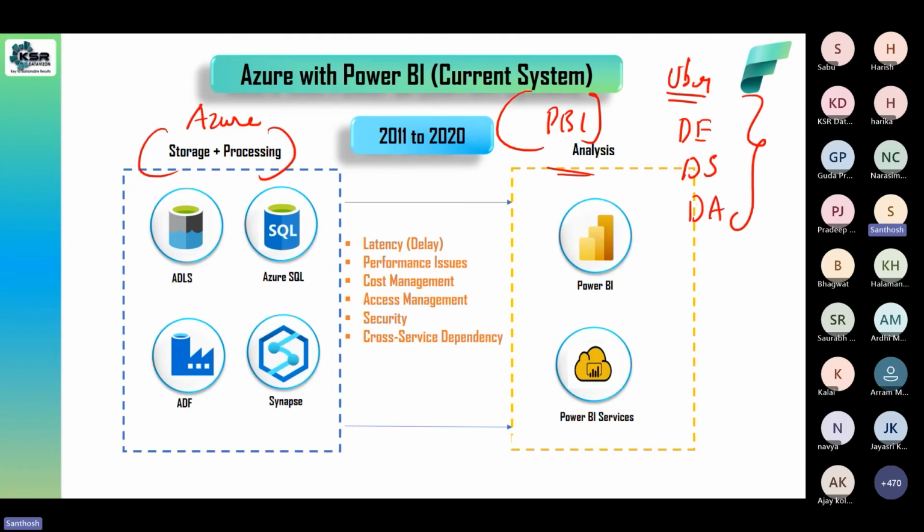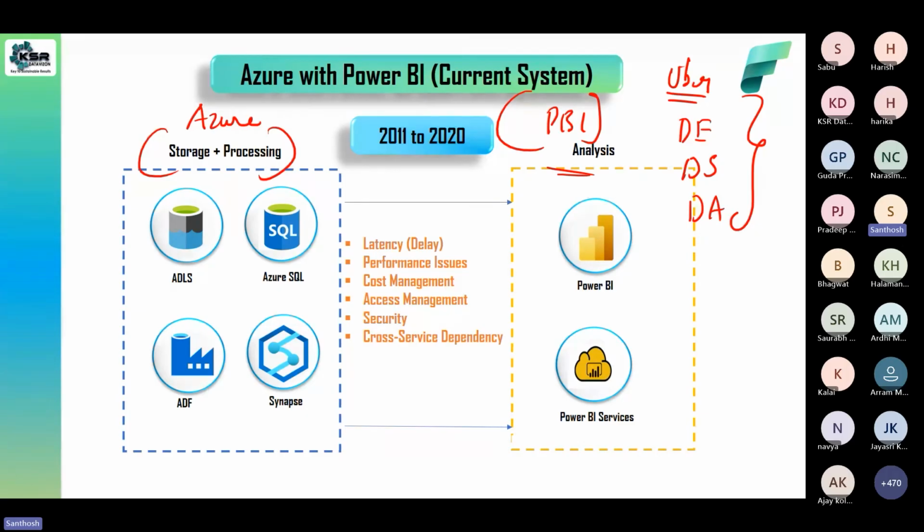So coming to the next layer, we have decided what services we are going to use. We are going to use Azure for storage and processing, and for analysis, we are using Power BI. But the problem is, it's going to be two different tools. One is Microsoft Azure and one is Microsoft Power BI.